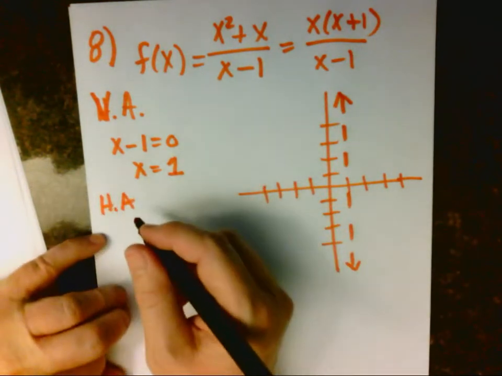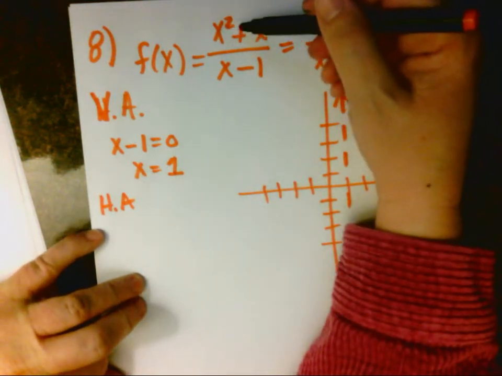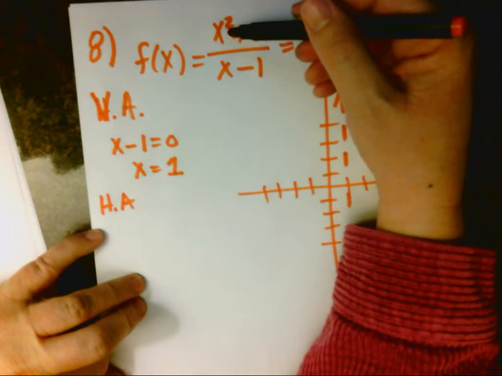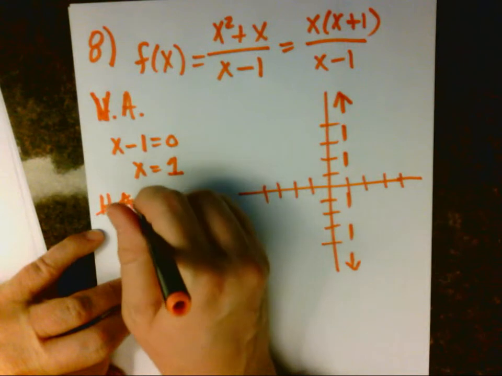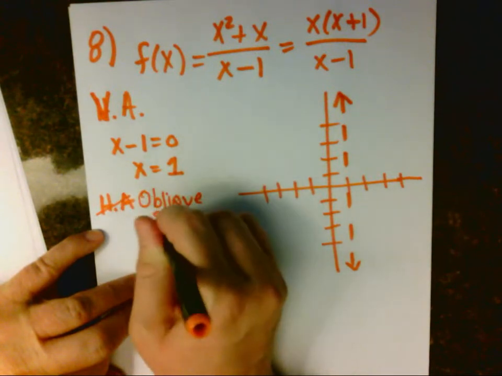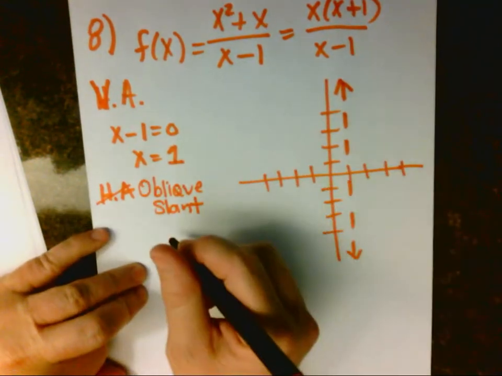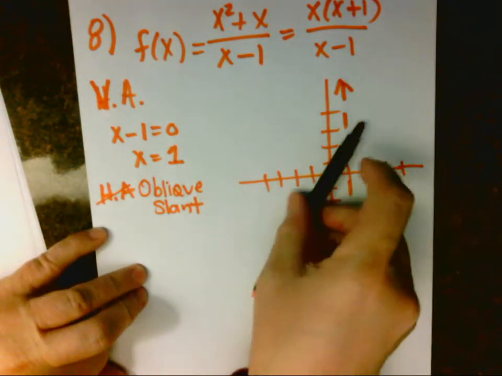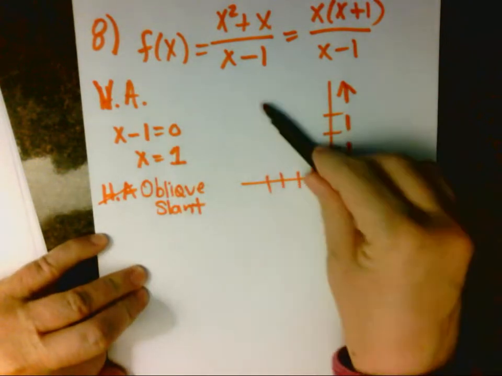Now we want a horizontal asymptote. And to get that, we look at the degree of the numerator and the denominator. Here the degree of the numerator is 2, and the degree of the denominator is 1. When the numerator is exactly 1 more than the denominator, we don't actually have a horizontal asymptote. We have what's called an oblique or a slant asymptote. So with that, that's a line, right? It's going to be a line that slants somewhere through here. We need to figure out where that line is.